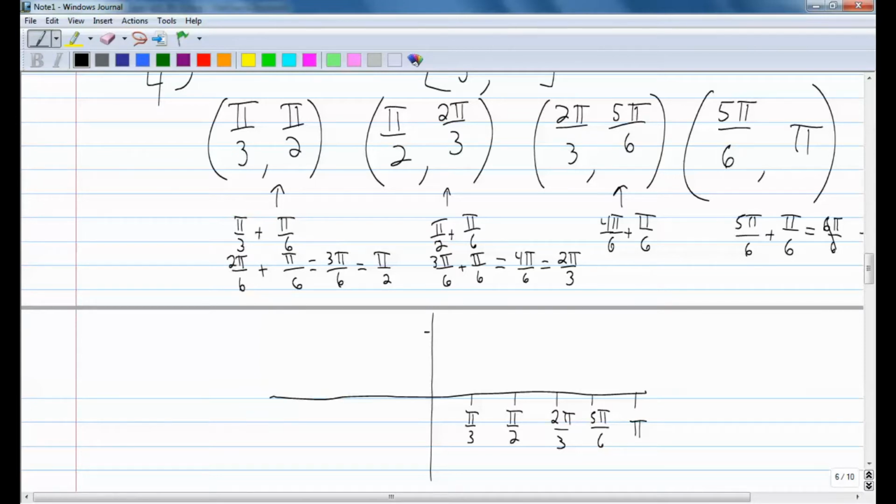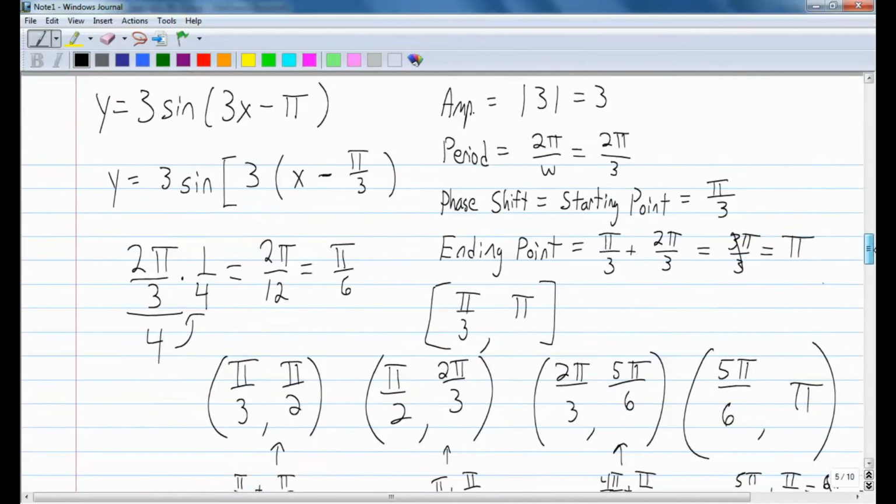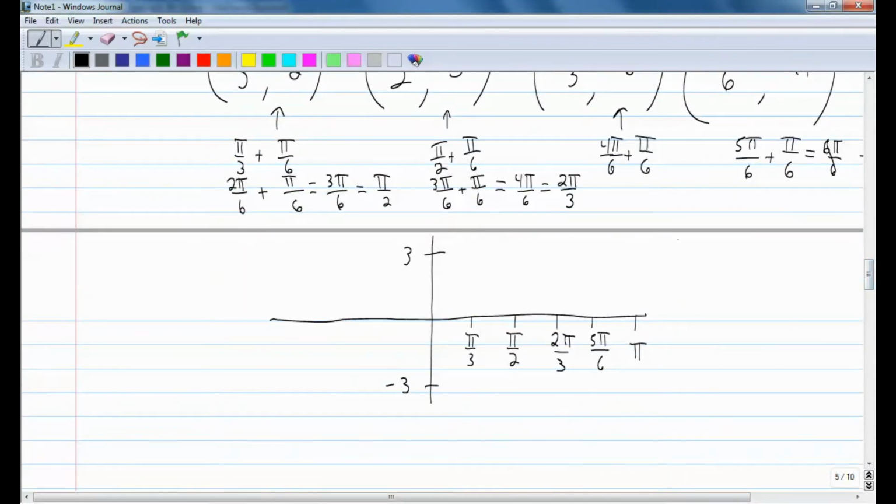The amplitude was 3, so we'll have a high point of 3 and a low point of negative 3. Now we're graphing the sine function. We're graphing y equals 3 sine of 3x minus pi.